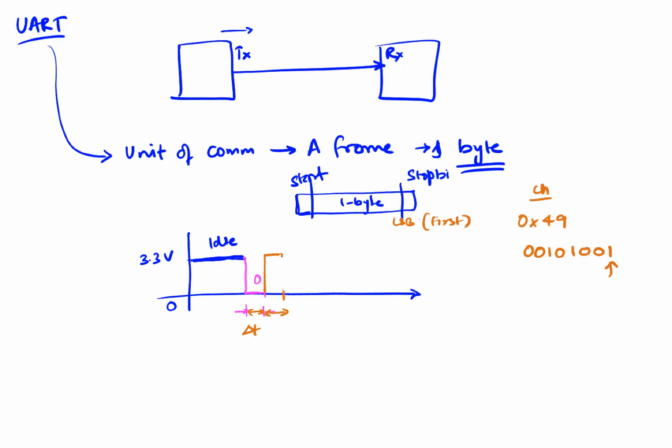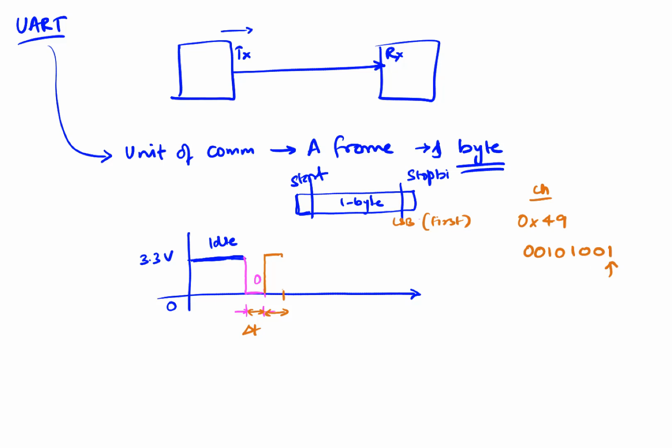Why did we go least significant bit first? Well, that's just how UART has chosen. They could have chosen the other way, but as long as both the sender and receiver agree on what the order of things is, it's okay. They didn't ask us, they just told us to go least significant bit first. So they transmit the least significant bit.